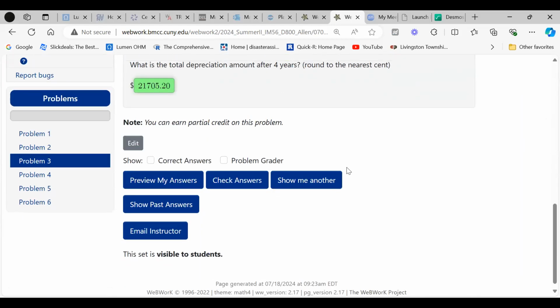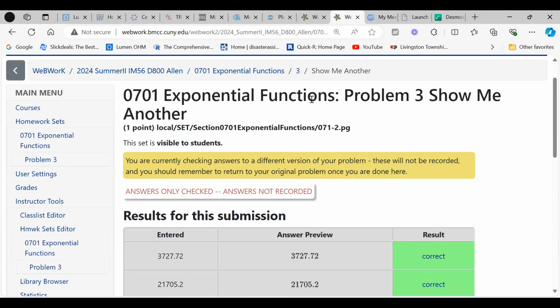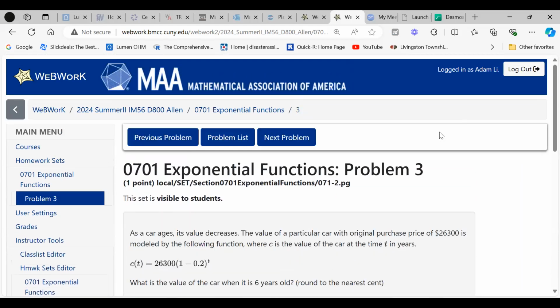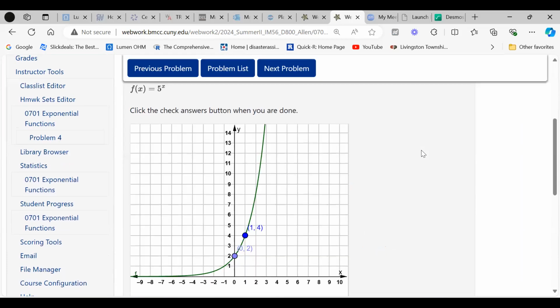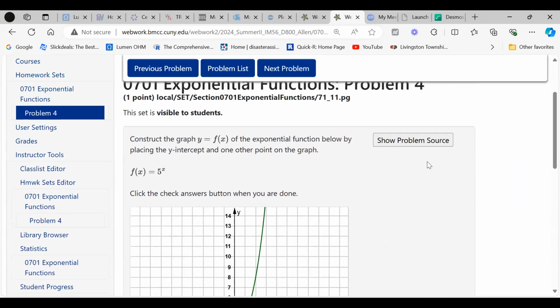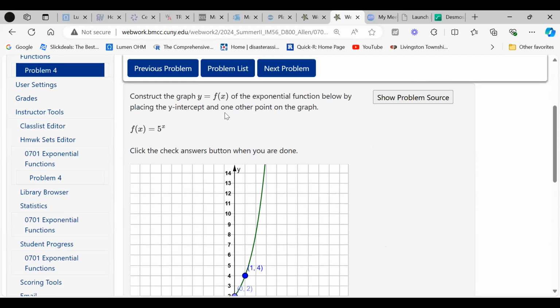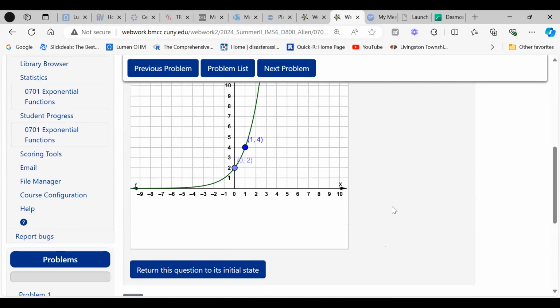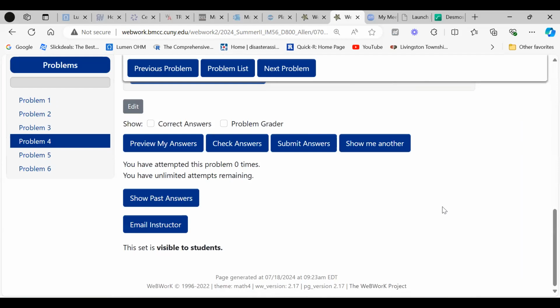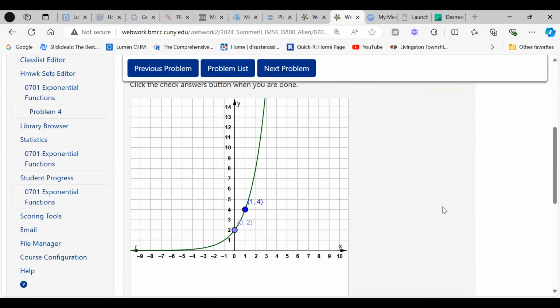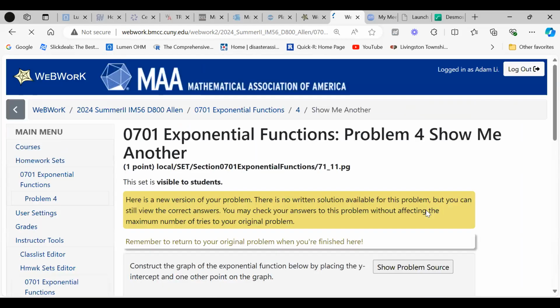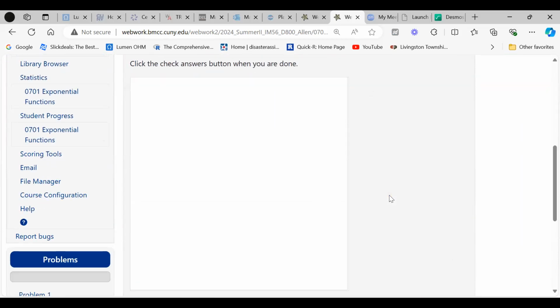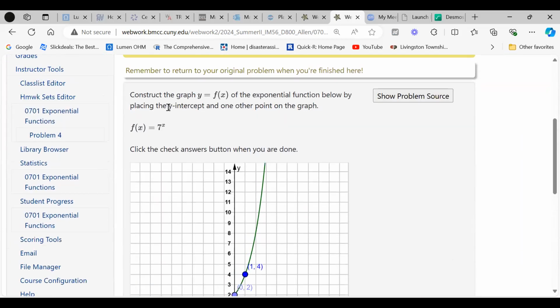Yeah, so that's one of the application problems. This is from the find an exponential function. Let's see what else. Oh, this one is a graphing problem, right? Plotting one intercept and then one other point on the graph. Let's try it. Basically, we just need 2 points, right? One intercept and another point, and then the graph will follow.